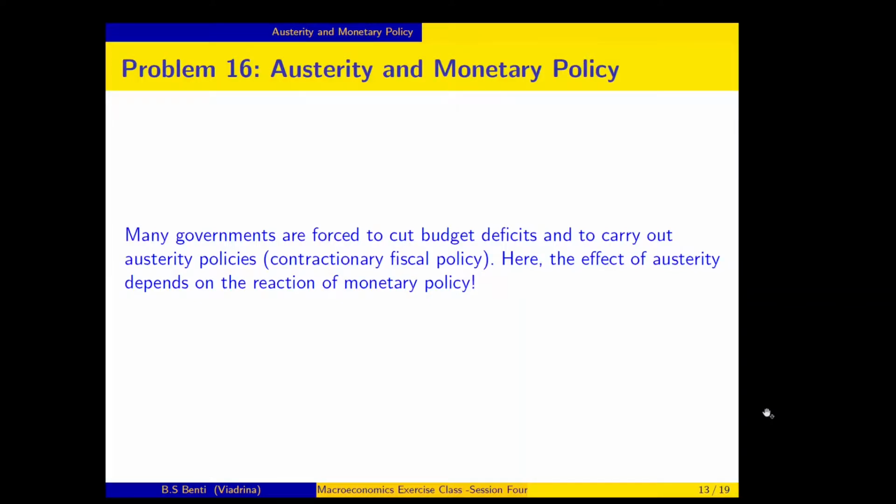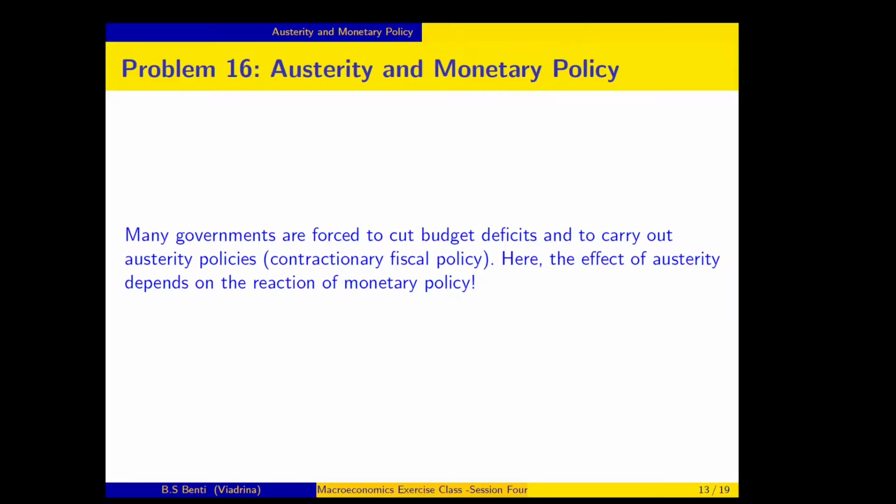The final exercise in session 4 of macroeconomics is problem number 16, austerity and monetary policy. Austerity means reduction of public expenditures by the government. So the question says many governments are forced to cut the budget deficit. Again, the budget deficit, as we have seen earlier, is calculated as government expenditure minus taxes.